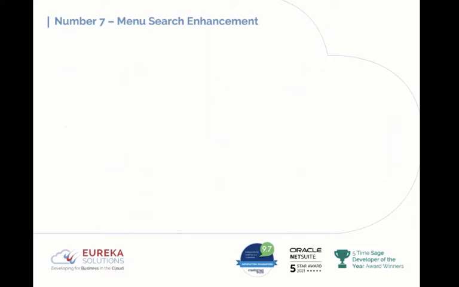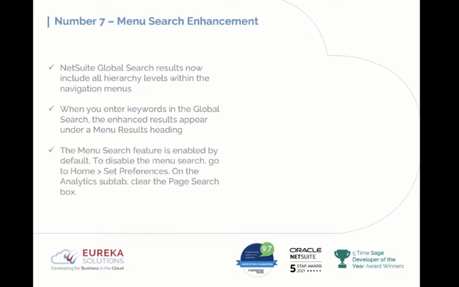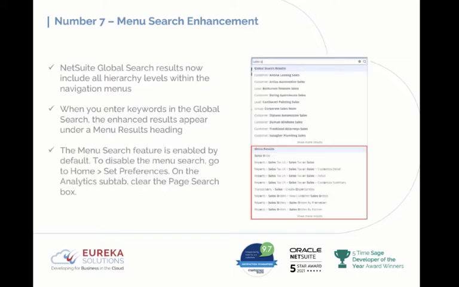Now, in at number 7, we have got the menu search enhancement. So this is an enhancement in terms of the user interface within NetSuite. With this enhancement, the NetSuite global search results will now include all hierarchy levels within the navigation menus. Obviously at the minute, you can go through the traditional menu structure to access different areas of NetSuite, but now that structure will also be brought into the search results.